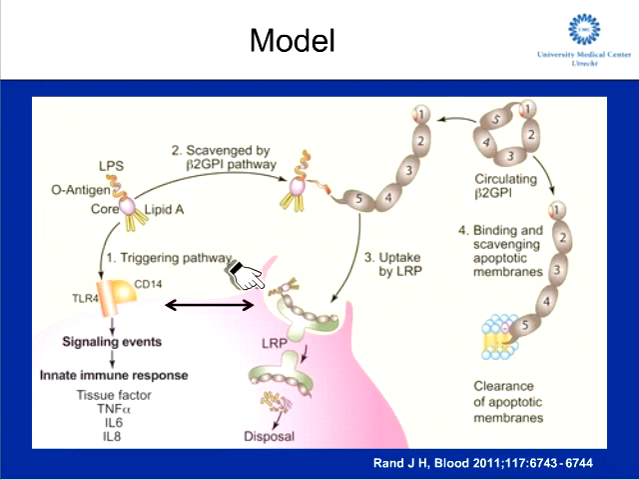How the interaction between the different receptors on the surface takes place, we have no idea, but apparently if you knock out toll-like receptor 4, you have a decreased thrombotic risk. If you knock out LRP8, you have a decreased thrombotic risk. So apparently these receptors work together to activate the cells to induce the formation of tissue factor.